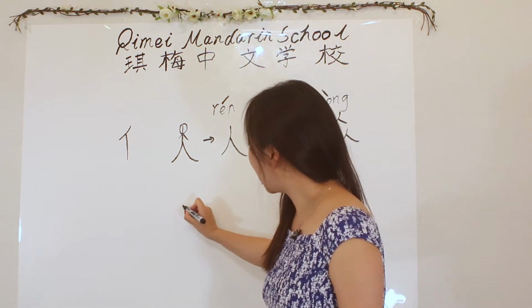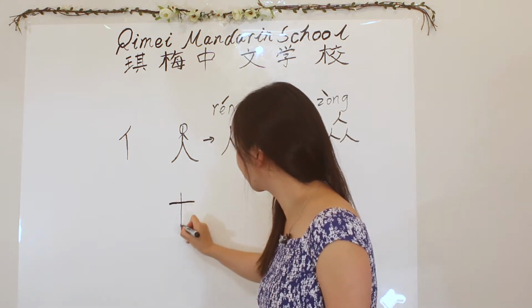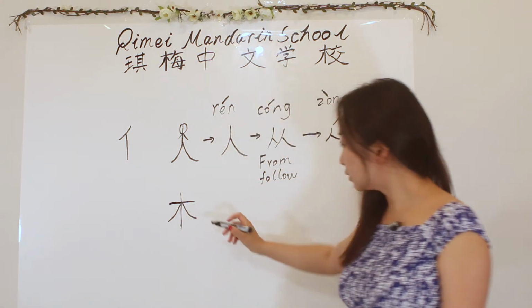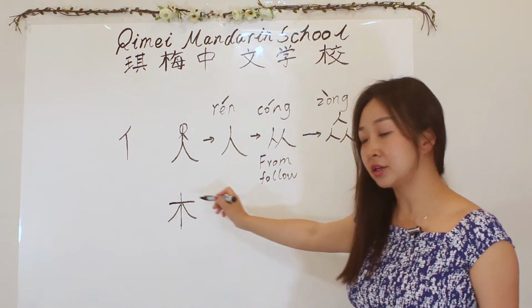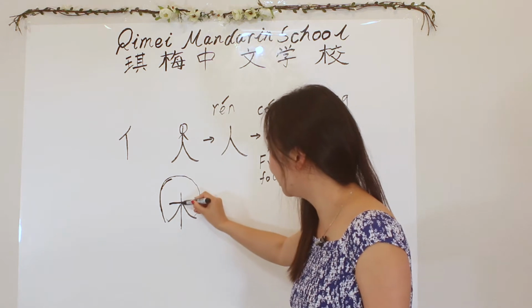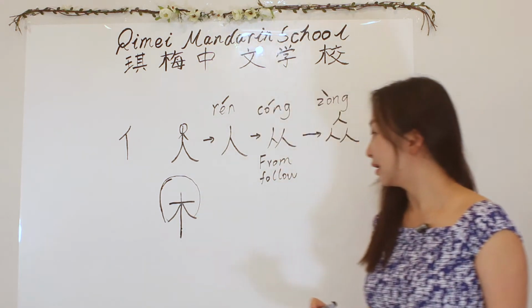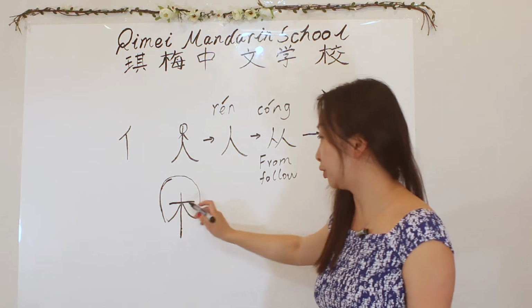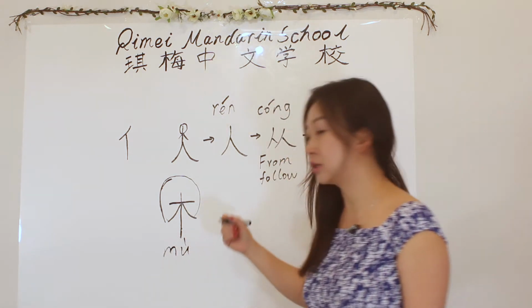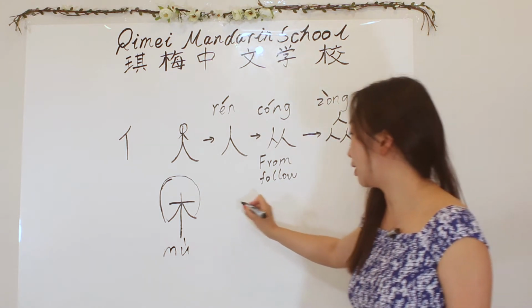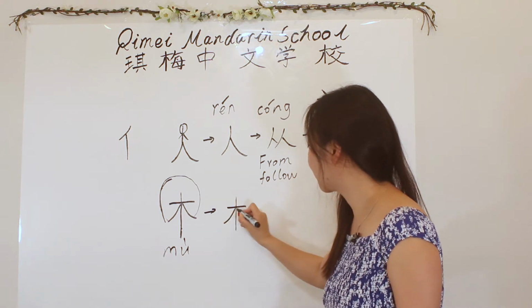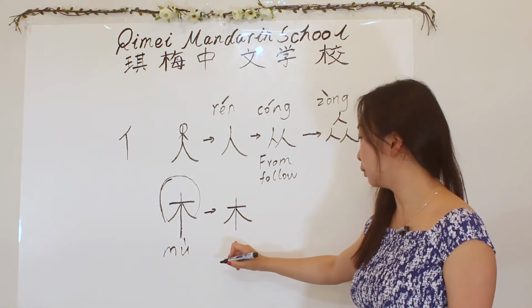Second one, it's this one. So, do you think this character looks like a tree? Right? Yeah. So this character means tree. So we call it 木. It means wood, tree. And when we simplify it, we write it like this. So this one means 木.